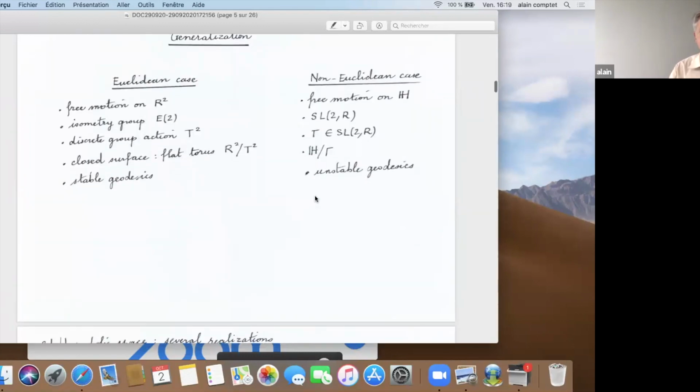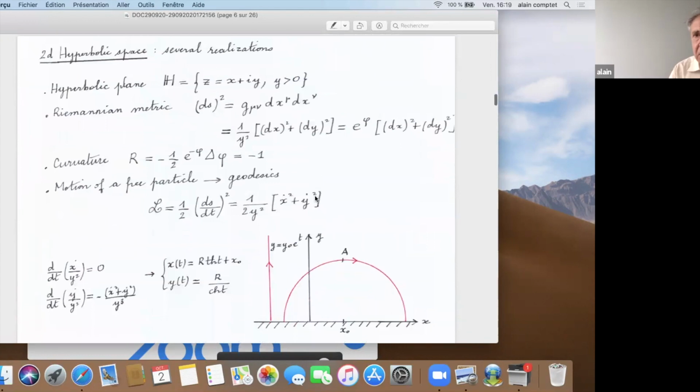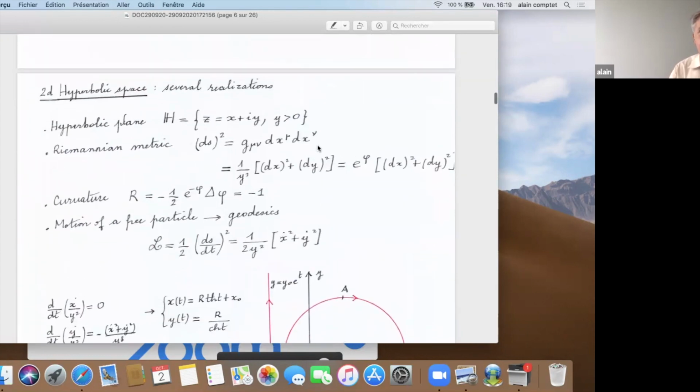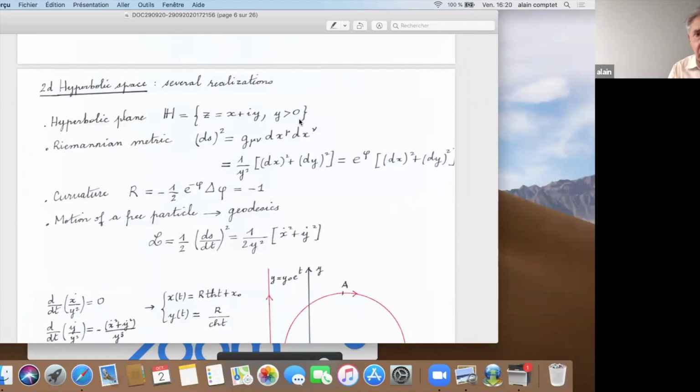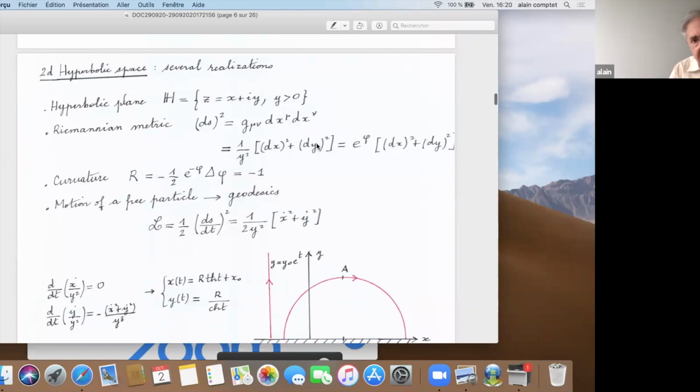Okay. So first, I have to review a certain basic number of things about the hyperbolic space. Hyperbolic space has different realizations. It can be realized as the hyperbolic plane or the unit disk. Here we will consider the hyperbolic plane, which is the upper half plane of the complex variable z equal x plus iy. We will endow this upper half plane with a metric, which is the flat metric times a conformal factor 1 over y squared.